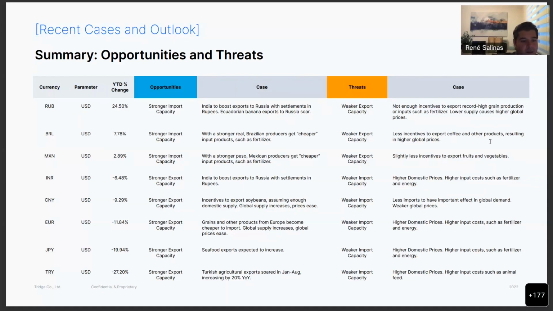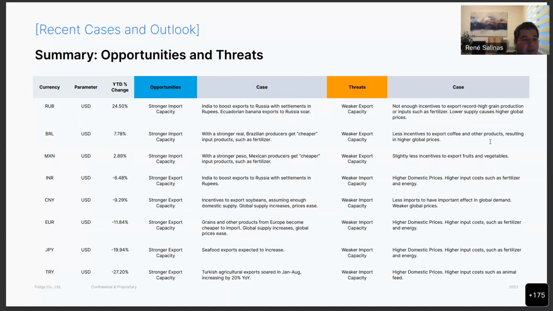Now let's talk about the euro, which has depreciated 11 to 12% this year. With this stronger export capacity, a result of its weaker currency, grains and other products should become cheaper to import from outside, and as global supply increases, global prices could ease. But there's also a weaker import capacity, with higher domestic prices and high input costs such as fertilizer and energy, which has been in the news all over the place. This is reflected here.